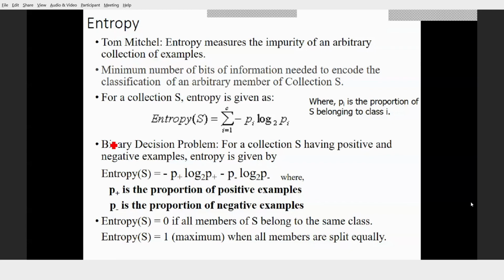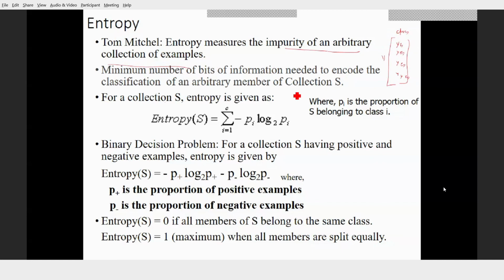So entropy measures the impurity of an arbitrary collection of examples. It tries to find out what the impurity is and what pure data is. Pure data is when we have two classes, let us take our simple scenario, where you have a class value and all of them have the value yes. If everything is yes, then this is absolutely pure data.